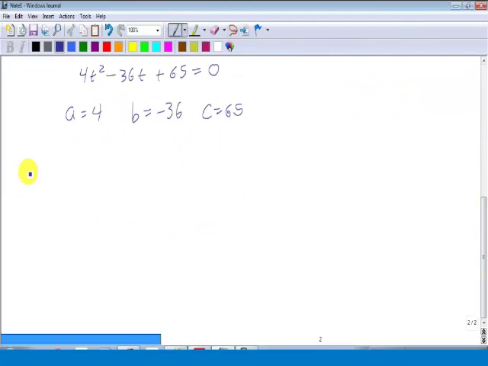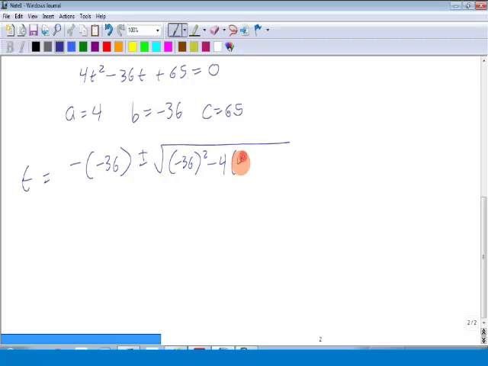So t equals the opposite of negative 36 plus or minus the square root of negative 36 squared minus 4 times 65, all over 2 times 4. The two spots in the quadratic formula where there's a b, we substitute negative 36. The two spots where there's an a, we substitute a 4. In addition, we have the 4 that comes with the quadratic formula, and then 65 goes where the c was.